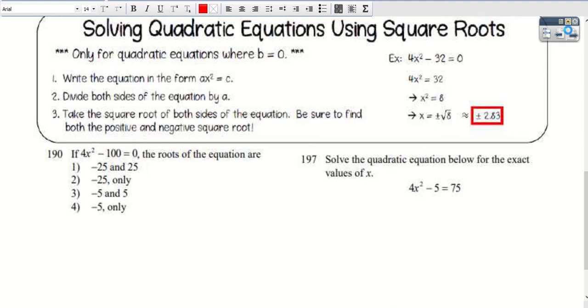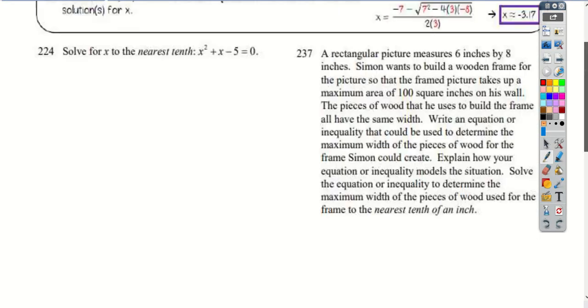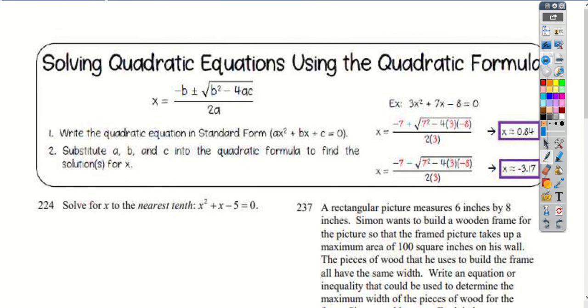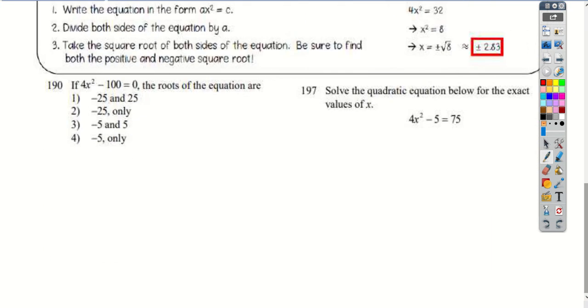All right, using the square roots. Remember, when we're doing square roots, we always want to get that squared thing by itself, and then take the square root of both sides. So for the first one, I have 4x squared minus 100 is equal to 0.